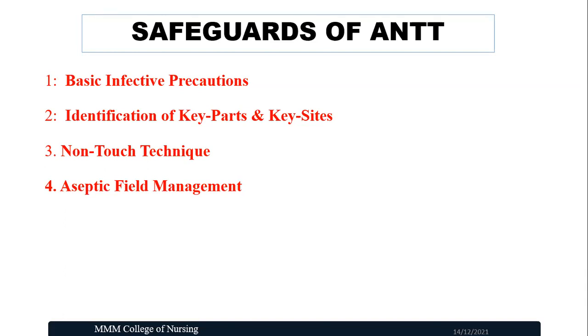And the third safeguard is non-touch technique. These safeguards help us to prevent the invasion of pathogens. Non-touch technique is a critical skill that protects both the key parts as well as the key sites from the healthcare worker and the procedure environment as well as the procedure equipment. Here, it is very essential. We have to follow this non-touch technique in standard ANTT and it is desirable in surgical ANTT. Why I say it is essential in standard and desirable in surgical, we will know when we discuss both these techniques in a later part of this video.